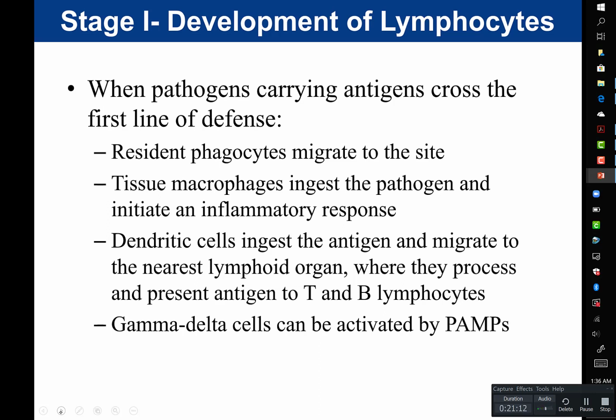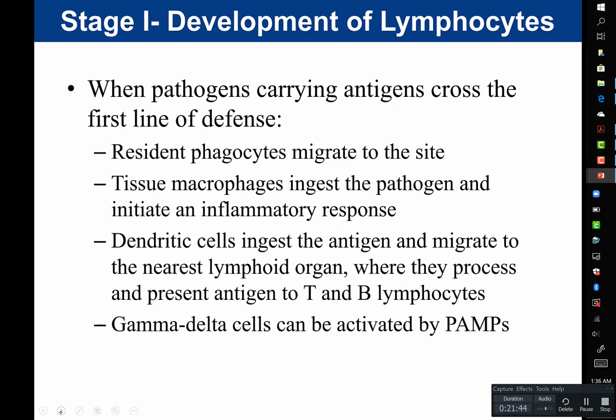Dendritic cells ingest the antigen and then migrate to the nearest lymphoid organ where they process and present antigens to T and B lymphocytes. So now we're starting to see what is referred to as antigen presentation. And now we're starting to cross over into our adaptive immunity, because now we're presenting a specific antigen to our T and our B lymphocytes.